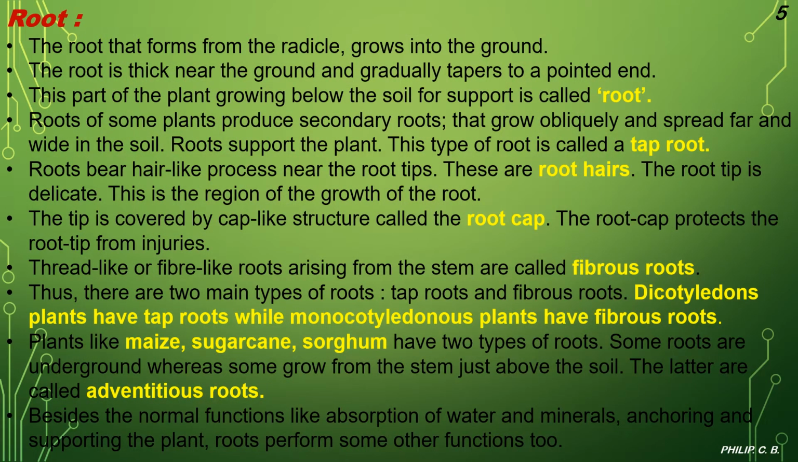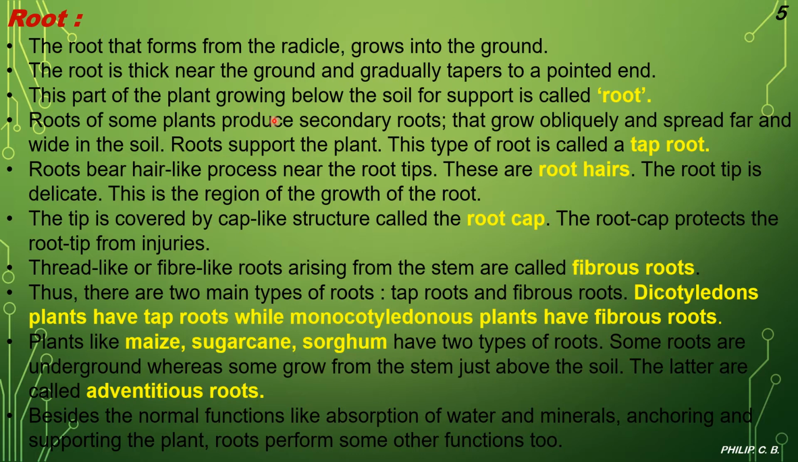Now we take each part of the plant one by one, starting with the root, right? First point, root that forms from the radicle grows into the ground, as you see in the animation image. That's why the animation images help you to understand much more clearly. The root is thick near the ground and gradually tapers to a pointed end. Now what does that mean? Middle part usually is thicker and the lower part is pointed, that tapers.